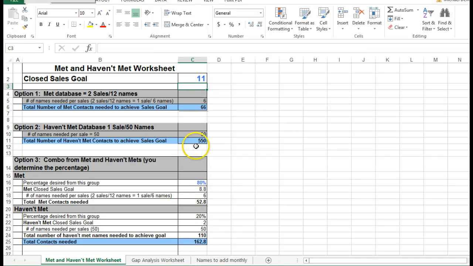Haven't met the ratio, and by the way, these are being modified a little bit in the revised edition of the Millionaire Real Estate Agent that's coming out in 2015, but it was every 50 to get 1. In other words, you would need 550 people that you've contacted and put into your database to reach that goal. Or you could split it, right? You could change this number. If you said, well, I want 80% to come from the people that I know and 20% to come from the people I don't know, you can change that percentage, because some people are going to say, well, I don't know very many people, I don't have a large network. So you can modify this and end up with the total number of contacts needed.